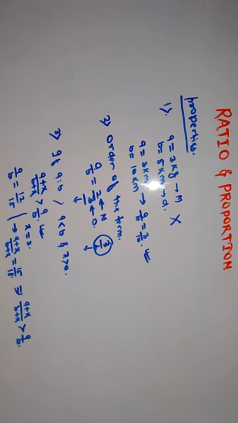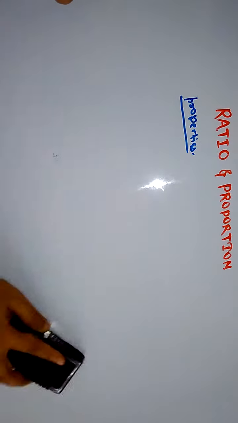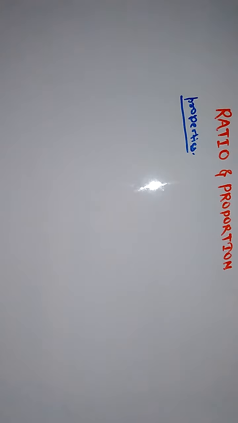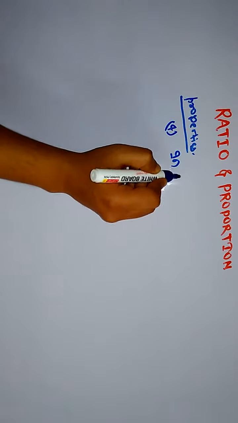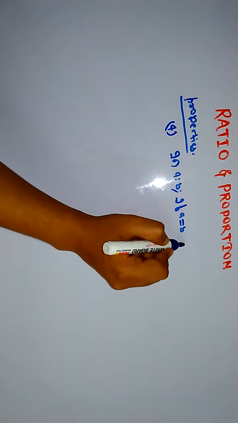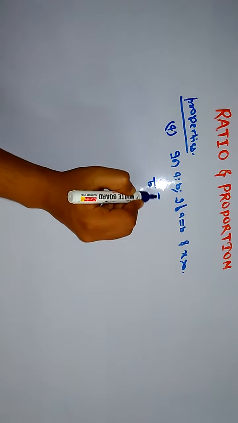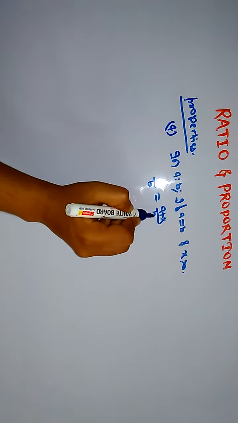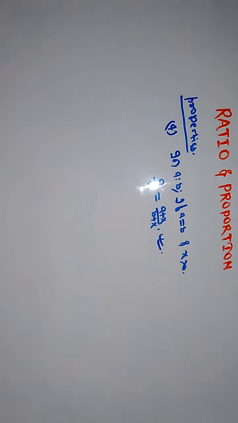And the fourth property is very basic. Suppose in a is to b, if a equals b and x is greater than 0, then a by b equals a plus x upon b plus x. This is the fourth property. Clear? Now we will see what proportion is.